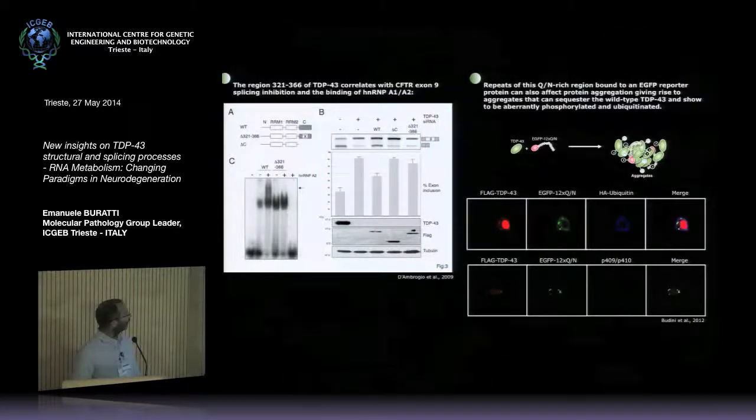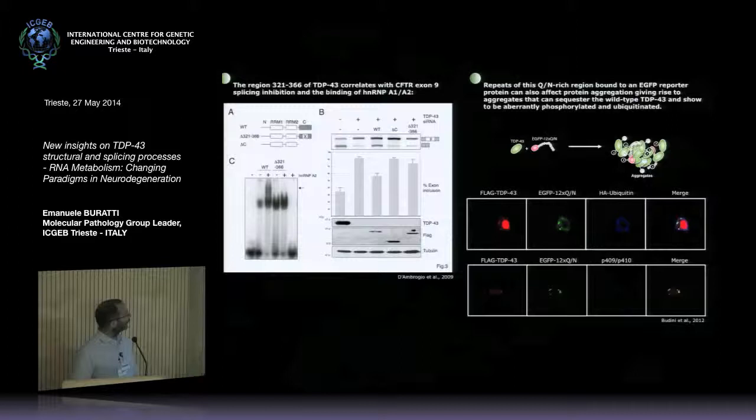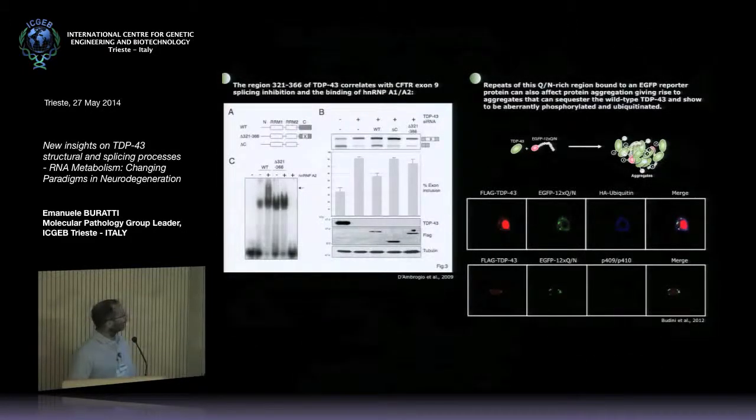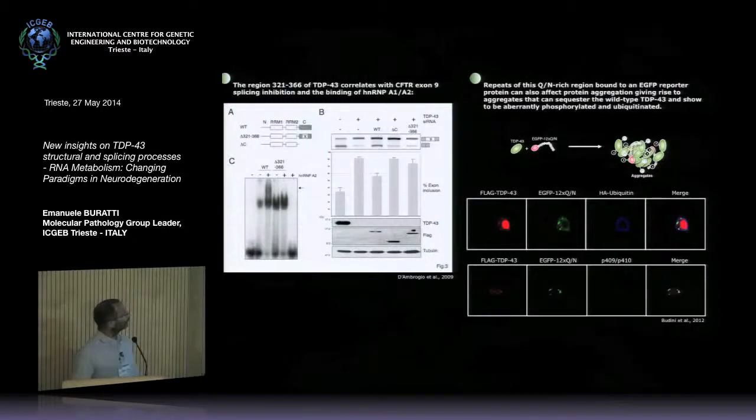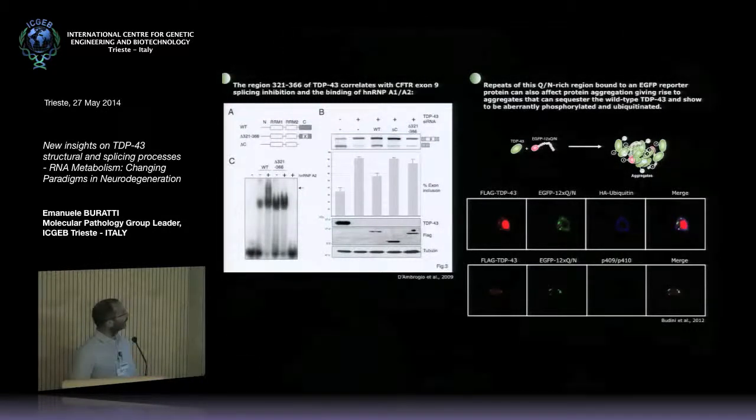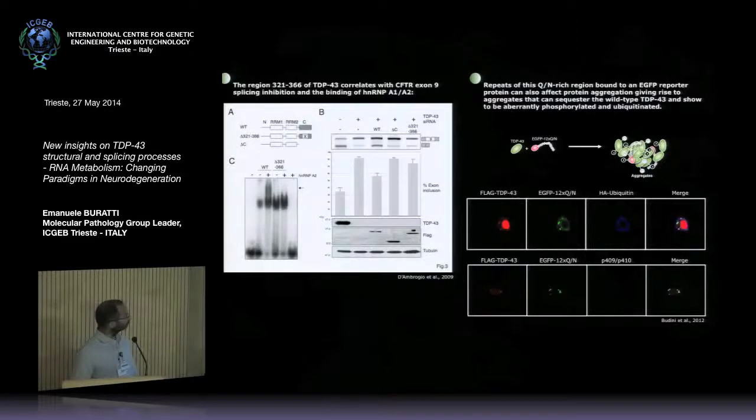So what we did is, if you have a minigene that carries CFTR exon 9, you can see that in normal conditions, most of the CFTR exon 9 is skipped because TDP-43 binding to the 3' splice site is acting as a negative splicing inhibitor. If you remove TDP-43, then you can release the inhibition and you can get a big increase in CFTR exon 9 inclusion. If you put back an siRNA-resistant TDP-43, you recover the inhibition.